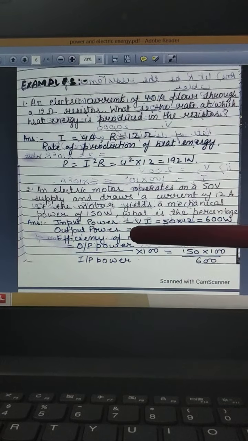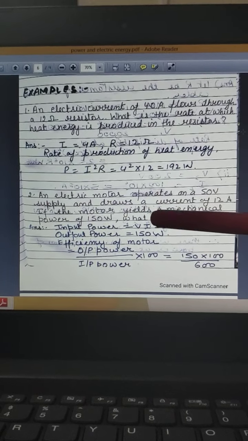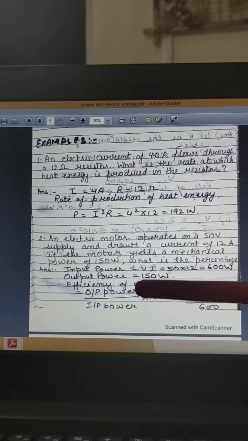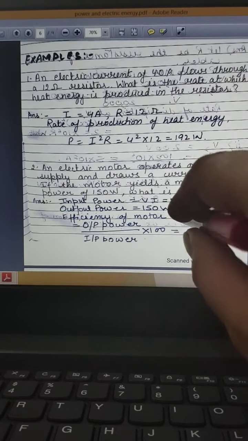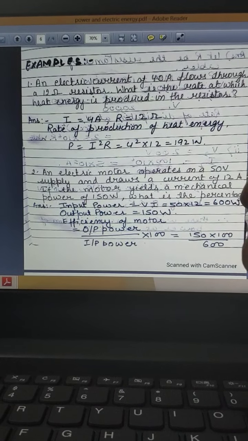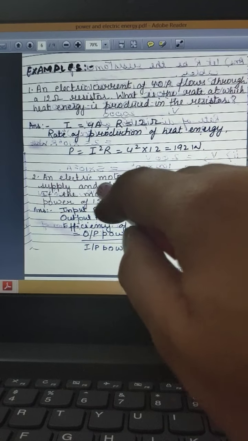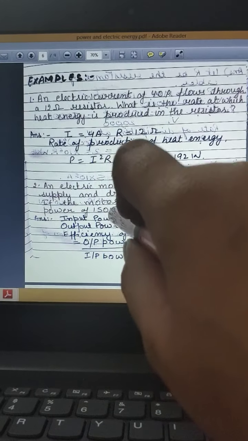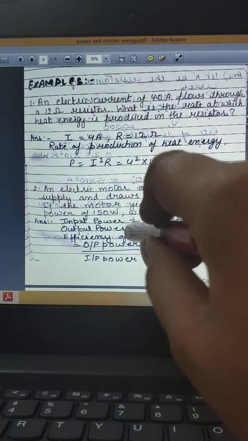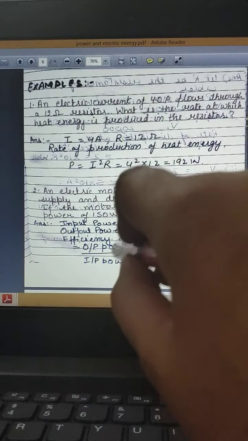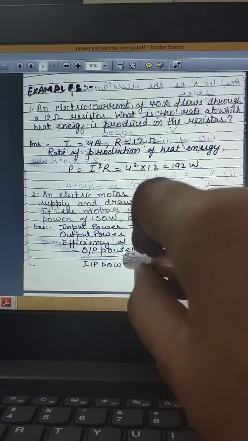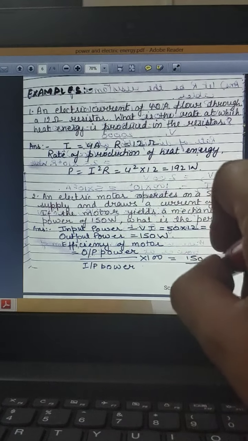So input power is equal to V into I. Now here R is not given to us, so we cannot use the formula I square R, right? What is given to us? V and I. So the formula which we are going to use is VI. So VI is equal to 50 into 12, that is 600 watt. Output power is given to us already, that is 150 watt. Right, it yields a mechanical power of 150 watt. So output power is given to us, input power is 600 watt. Putting the powers in the formula of efficiency, that is output power is 150 into 100 divided by 600.